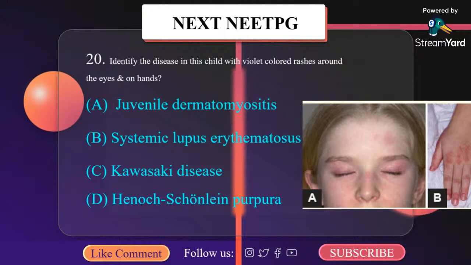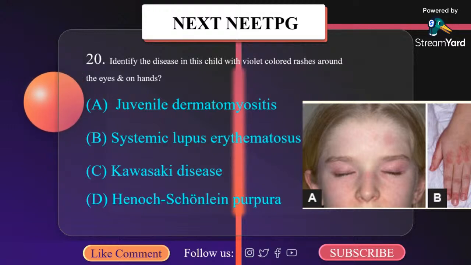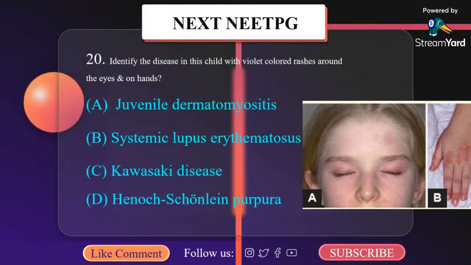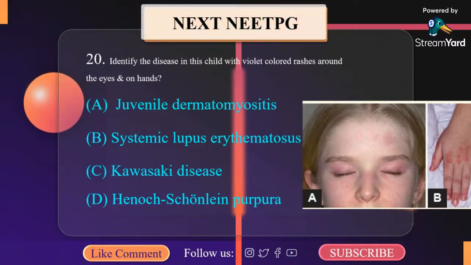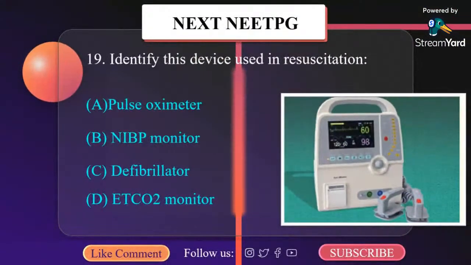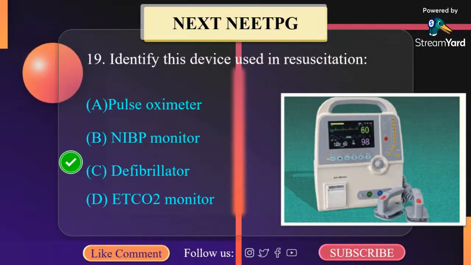Identify the disease in a child with violet colored rashes around the eye and on hands. A. Juvenile dermatomyositis. B. Systemic lupus erythematosus. C. Kawasaki disease. D. Henoch-Schonlein purpura. The correct option here is A, juvenile dermatomyositis. Identify the device used in resuscitation. A. Pulse oximeter. B. NIBP monitor. C. Defibrillator. D. ETCO2 monitor. It is a defibrillator.